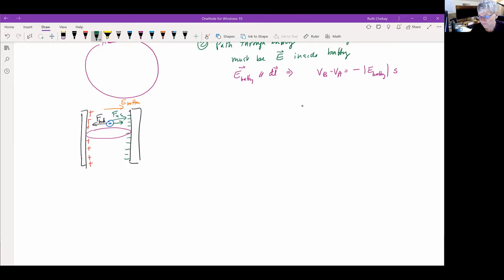In principle, if those forces are equal and opposite, then the electrons will move at constant speed, right? And so the force by the battery is the force just due to the electric field, due to the charges on the battery. Sometimes it's called a Coulomb force. And that's just equal to the charge of the electron times the electric field inside the battery.